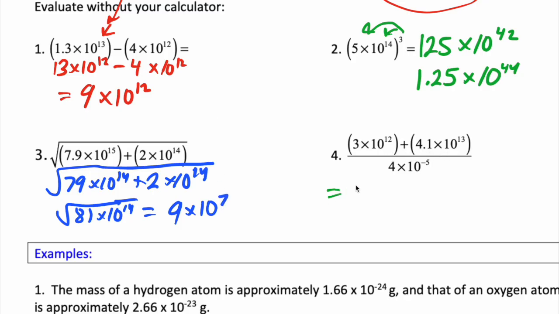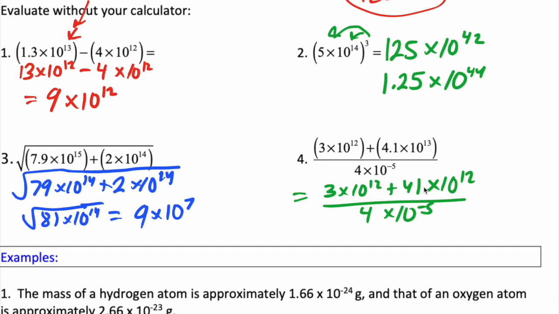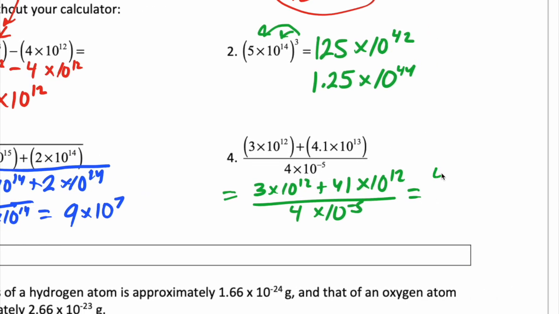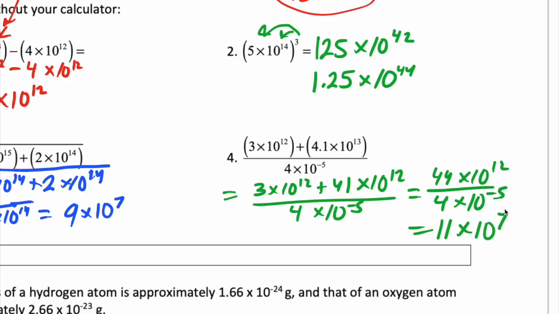Same procedure here. Okay, we can bring this down to 12, and we have 3 times 10 to the 12 plus 4.1 times, actually, I'm going to convert that to 12. It's going to be 41 times 10 to the 12 over 4 times 10 to the negative 5. Okay, we add it together. We get 44 times 10 to the 12 over 4 times 10 to the negative 5. So dividing, 44 divided by 4 is 11. And when you divide, you subtract the exponents. So this is going to be 10 to the power of 7.